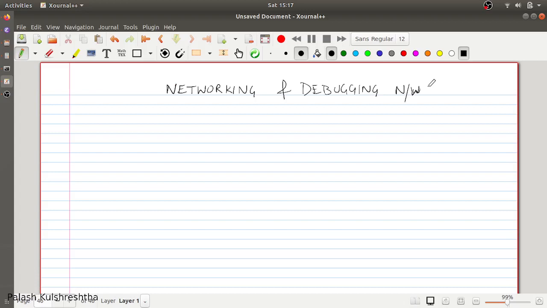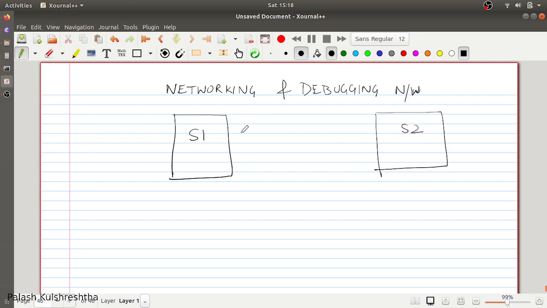So friends, today we are going to talk about networking and how we are going to debug networking issues on servers and on systems. So let's say we have two servers. They cannot exist in isolation. You want your servers to interact and exchange information and do some work for you. So let's take this is server 1 and this is server 2. Server 1 wants to send some data to server 2, or server 2 is requesting data from server 1. So how is that going to happen?